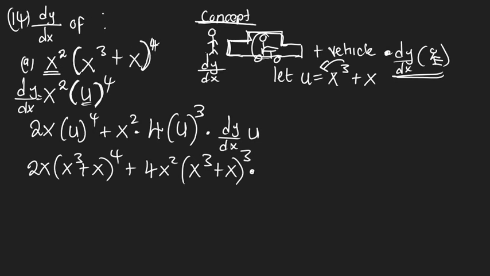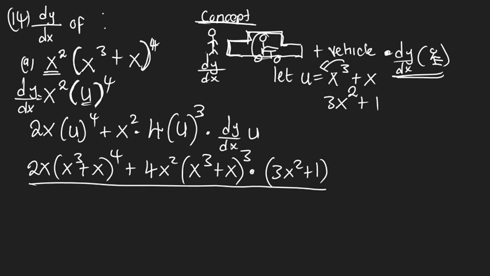So this is just the same as 3x, then 3 minus 1, which is a 2, plus, this is x, so it will be a 1. And that is our final answer. Okay, that is our final answer for this particular question.